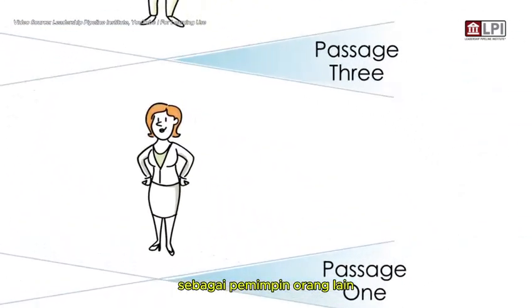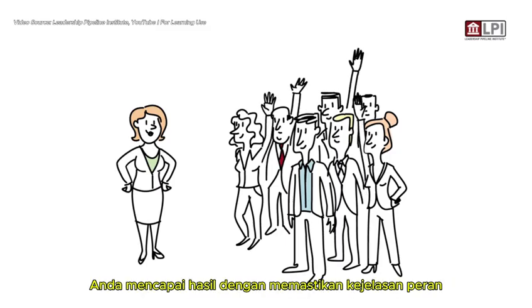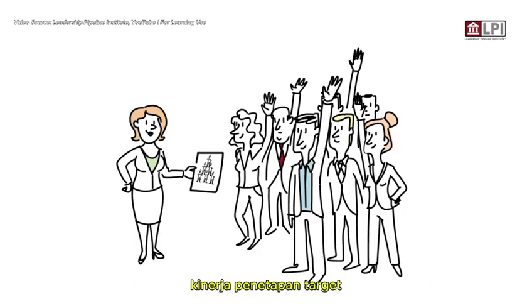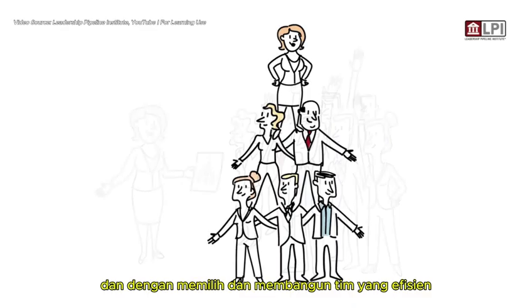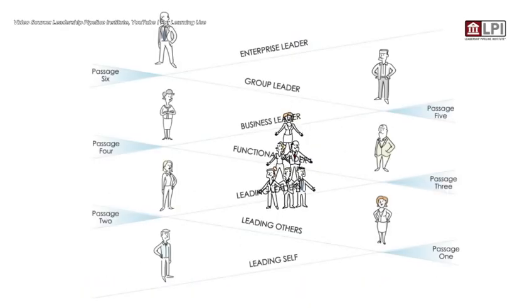As a leader of others, you deliver and execute through your team of individual contributors. You achieve results by ensuring role clarity, target setting, performance feedback, and assessment, and by selecting and building an efficient team of individual contributors who can deliver excellence.